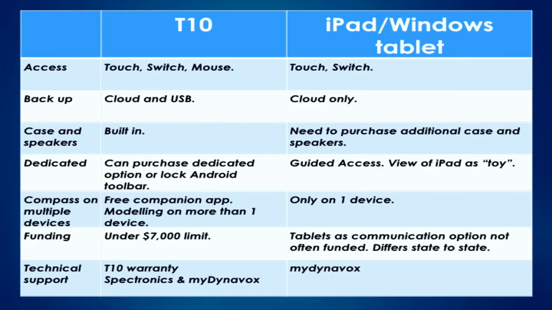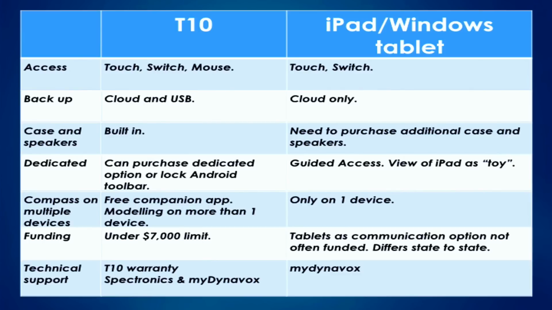In terms of funding, a lot of states within Australia will allow the T10. It comes in under that $7,000 limit, so it can be funded by some of the providers of funding. Whereas a lot of those funders don't fund the iPad. It's seen as a mainstream option. So it does differ state to state, but that is a distinction that we can make for some places.